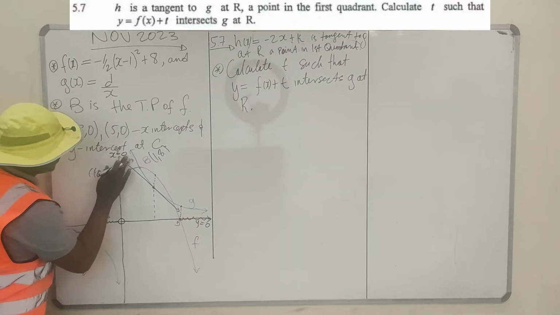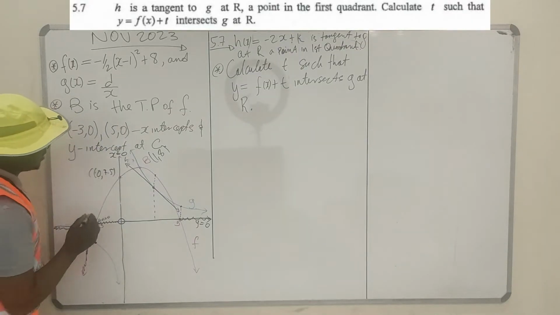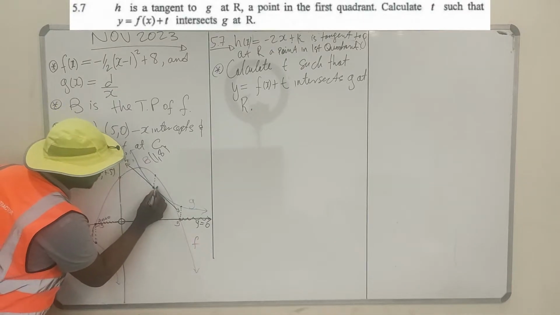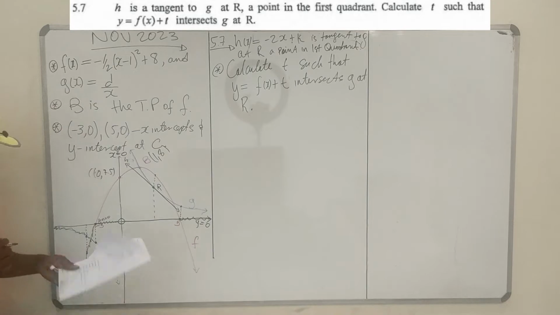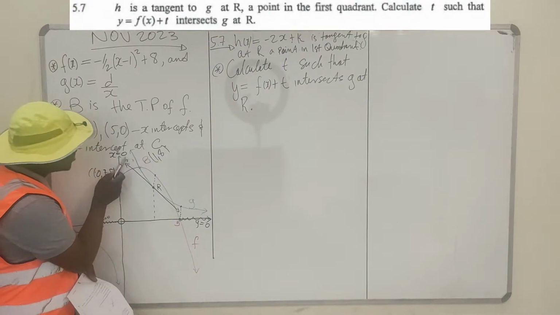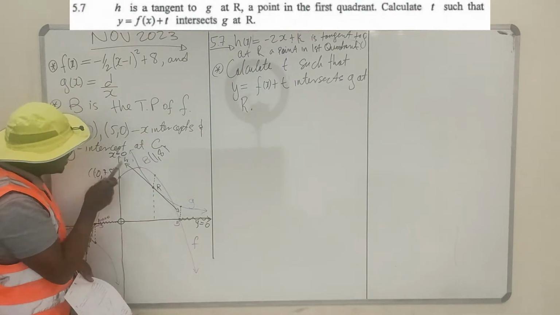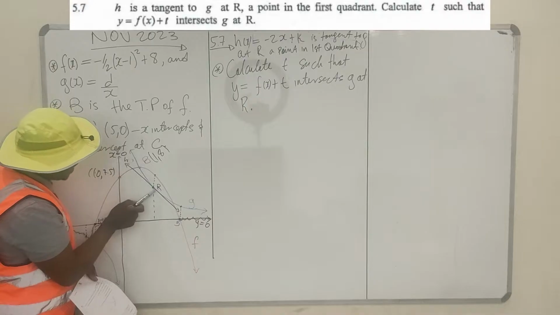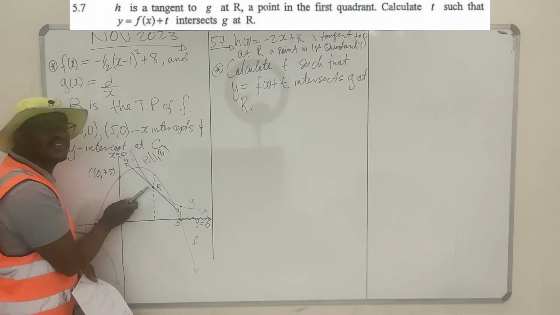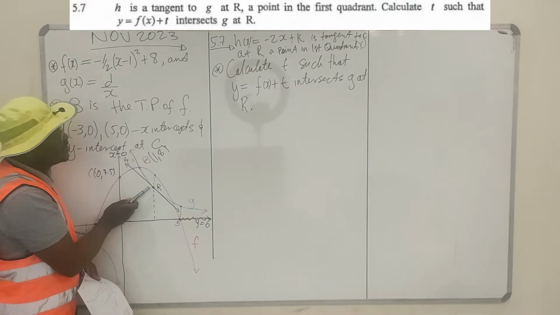This is H. I wanted to use a different color to draw H, but I forgot. So this is your H here, and it's a tangent to this point here. This point is R, right? So you're told that H, which is defined as that, is a tangent at R, the point on G, in the first quadrant, right?